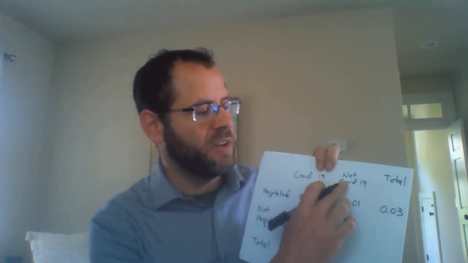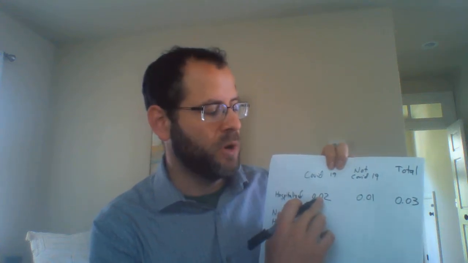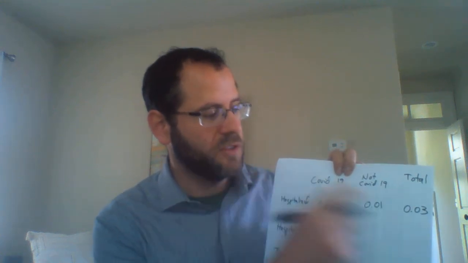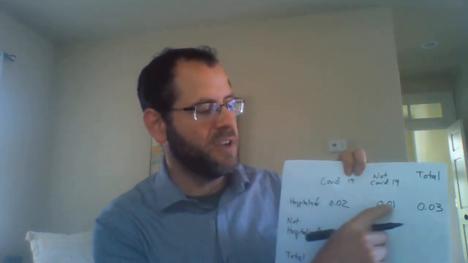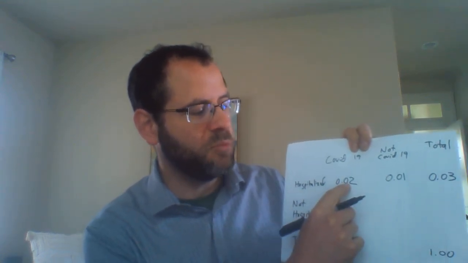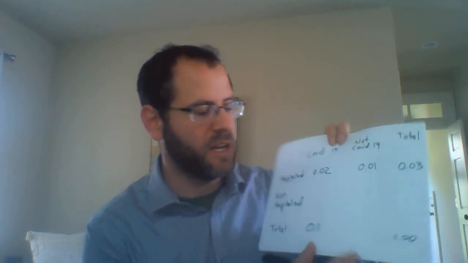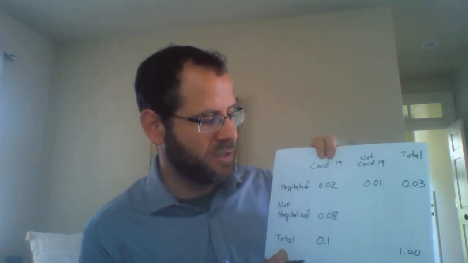That means 1%, 0.01, must be these non-COVID-19 but hospitalized people. We have 0.02, we need to get to 0.03, so it must be 0.01. We're taking the total, subtracting the amount we have here to get the amount there. Same thing here. We know that 2% of people are COVID-19 and hospitalized. We know a total of 10% of people are COVID-19. That means 0.08 are the not hospitalized COVID-19 patients.